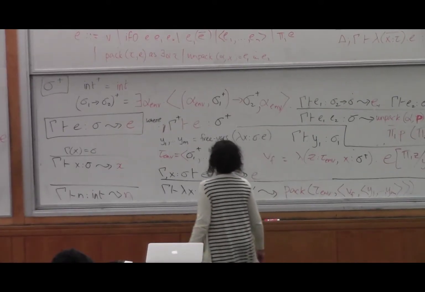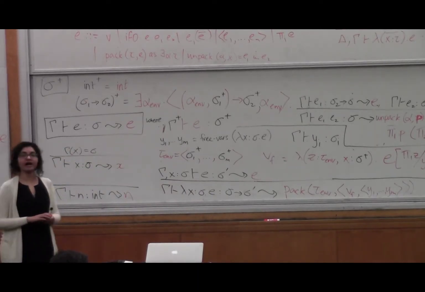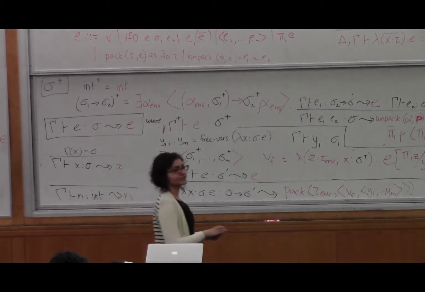Now, what I'd like to do next is basically show you how we use a logical relation to do compiler correctness for this particular transformation.